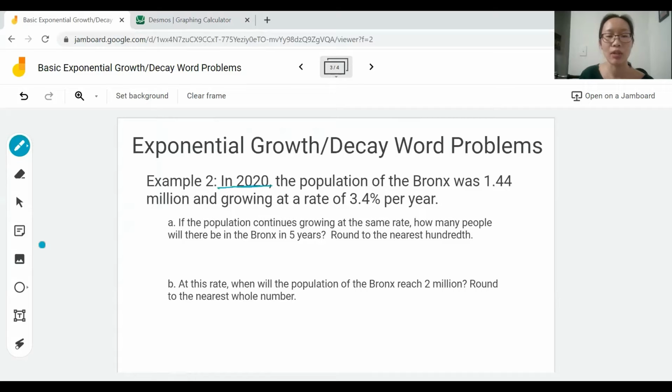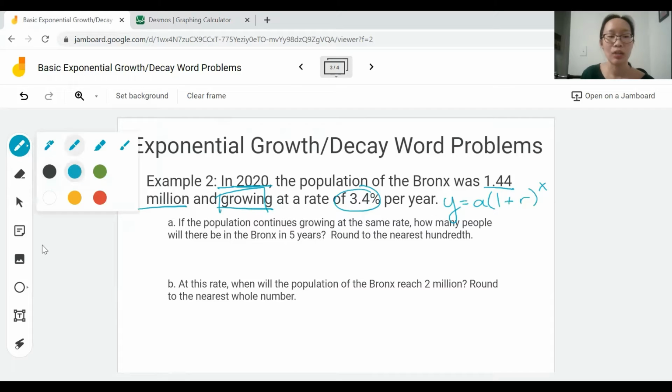I notice that I'm starting at 2020. I have 1.44 million and it's growing with a rate of 3.4% per year. So my template formula is going to be a times 1 plus or minus r to the x, and I can see that it is growing, so I'm going to be adding r. From here, I'm going to look at each of the values.